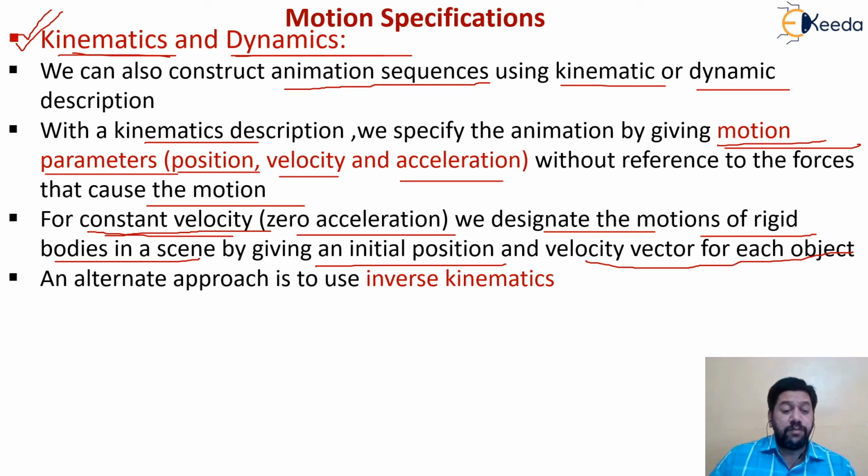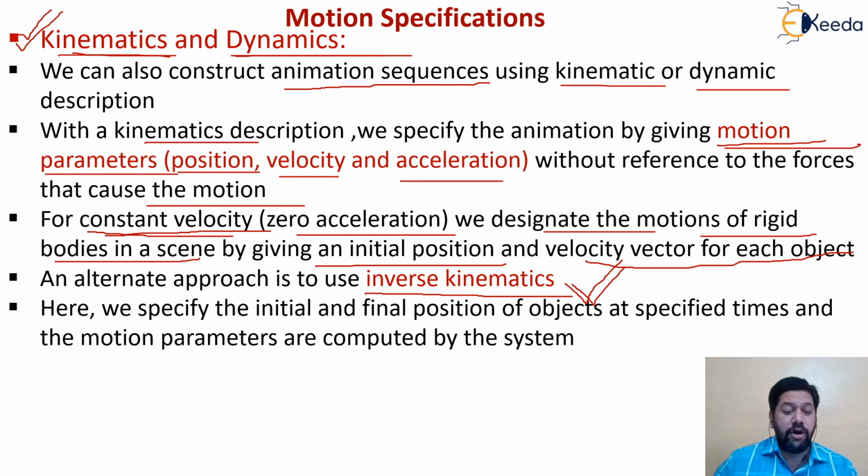Now, an alternate approach that we can also use is called inverse kinematics. I think this is also a very good method to achieve motion pictures. In inverse kinematics, we specify the initial and final position. This is another method that we have: specify only the initial and final position of the object.